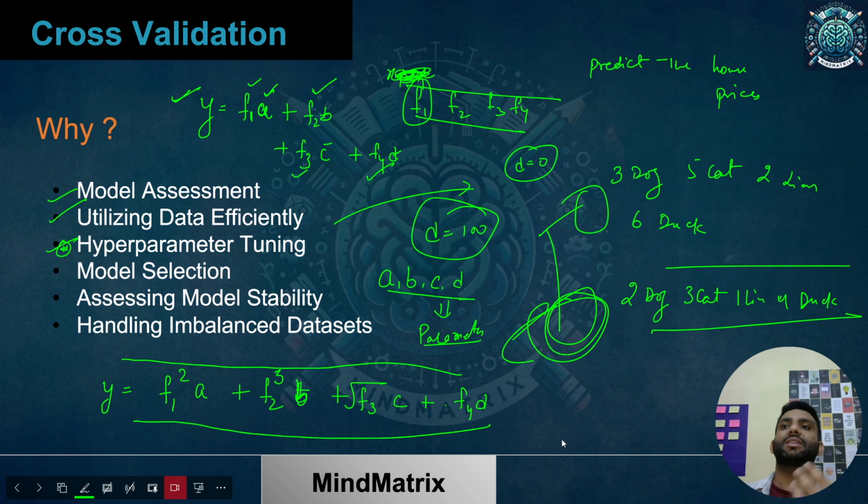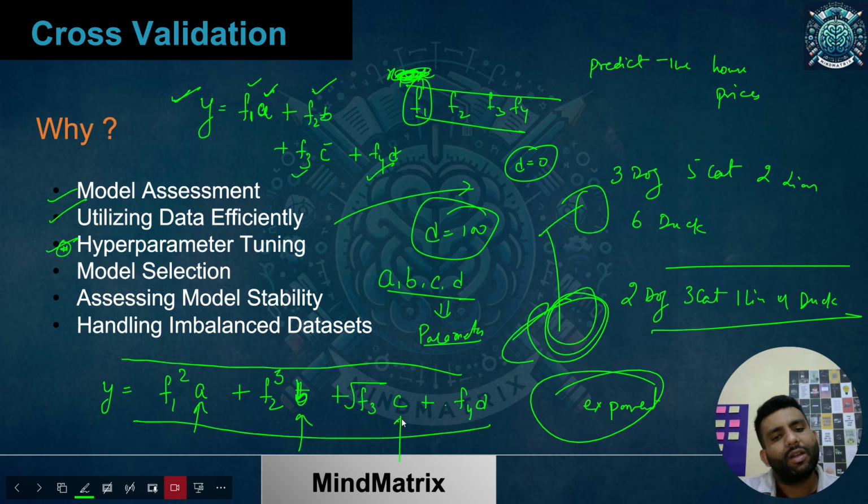But what if I say that I got the values of A, B, C, D, but still my performance is not improving? Maybe something extra I need to do. In that case, I will try that maybe f1's square may be required, or f2's cube is required, or f3's square root is required, or f4 is directly being used. The exponent of each feature is not the parameter. Parameters are just A, B, C, D, because these are going to be learned by my machine learning algorithm.